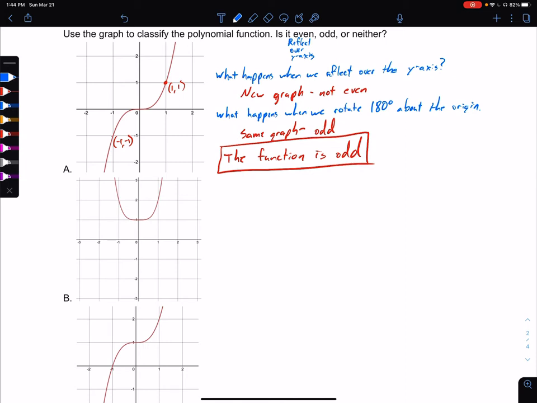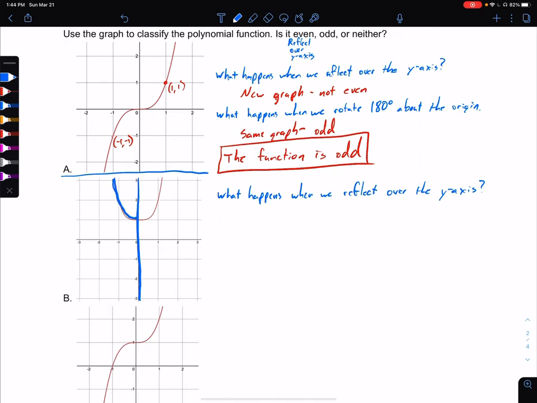So let's go on to part B. I know these look a little different. Part B would be the second graph. Let's go to our first question. What happens when we reflect over the y-axis? We want to ask ourselves, is this left side the exact same as this right side? Well, it definitely looks that way to me. So that is the same graph, and we'll test it in a second. So then it is even.